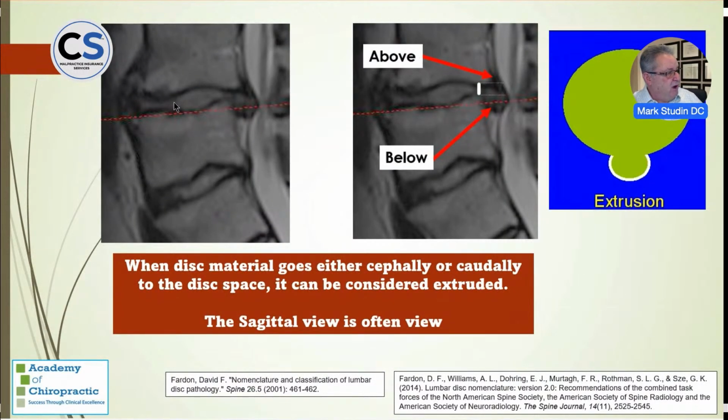So here's an extruded disc. Here's the bone, here's the bone, here's the disc, here's the herniation, the extrusion type herniation. So here's your disc level. You see these little dotted lines? This is telling you your disc levels based upon the anatomy. So if the disc material comes out and goes cephalad or caudad, above or below this disc level, that's an extrusion. Simple. It's an extrusion.